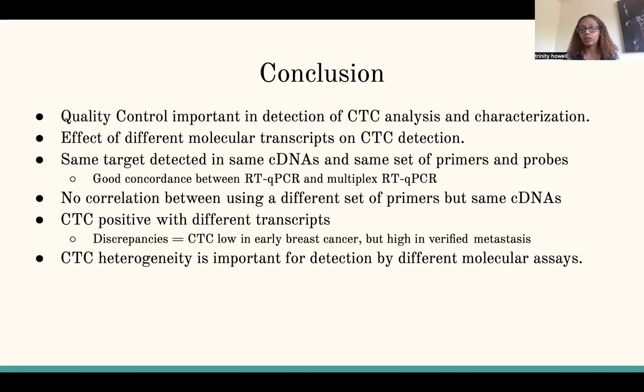circulating tumor cells would be low in early breast cancer patients, but high in verified metastatic patients, which also shows comparable results even while targeting other transcripts. And the CTC heterogeneity is very important for detection by different molecular assays.